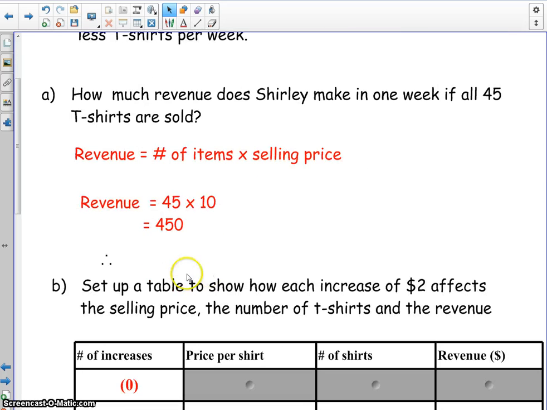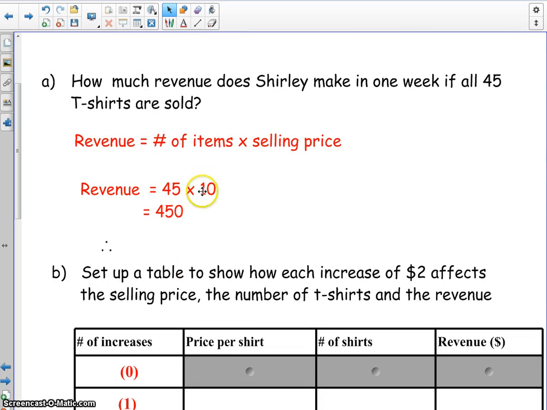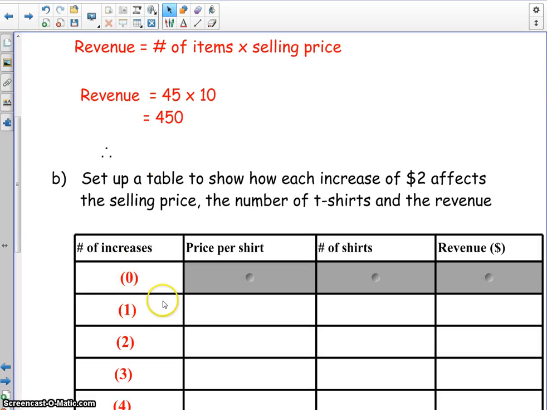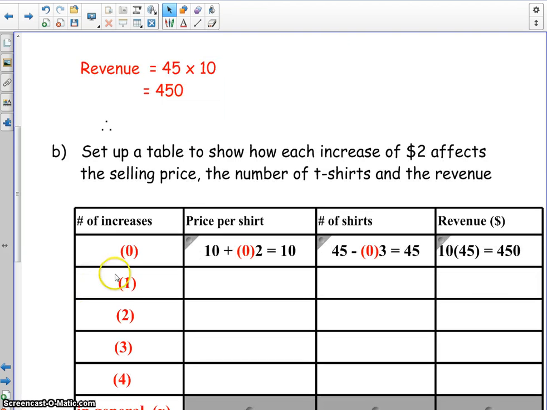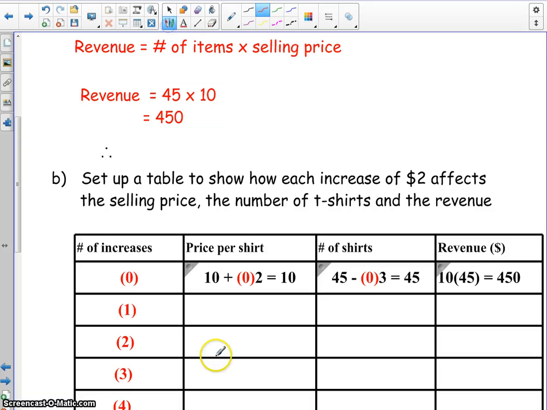So now we're going to see what happens if she tries to change the price. So right now she doesn't change the price at all. She's selling them for $10. Okay, so 0 increases, $10 for the price of the shirt. She sells 45 shirts, which gives her a revenue of $450. So what's going to happen each time she changes the price? Well, if we change the number of increases here, then her price starts at $10, but now she has one increase of $2.